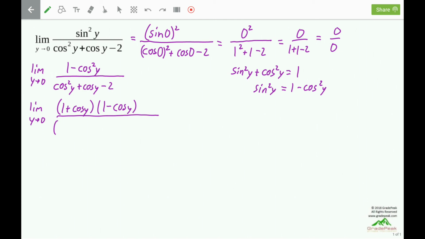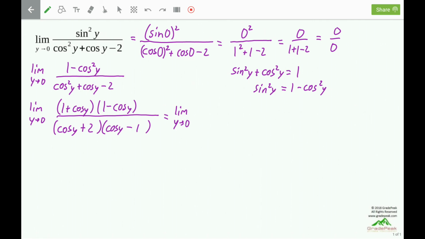Now down in the denominator we have a trinomial quadratic involving cosine. So we have a cosine of y, and we need two numbers that multiply to be a negative 2 and add to be a positive 1. So that sounds like it'll be a positive 2 and a negative 1. At this point we can see the two factors that are making zeros. It's 1 minus cosine y in the numerator and it's cosine y minus 1 in the denominator. They're opposite signs of each other, and so they cannot cancel just yet.